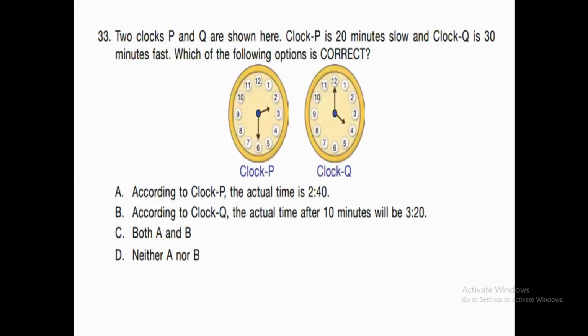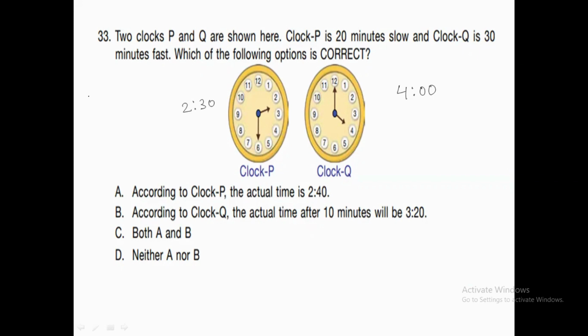Now let's move to question number 33. Now here what you can see, two clocks are there, clock P and clock Q. Clock P is 20 minutes slow and clock Q is 30 minutes fast. So which of the following options is correct? Okay, this clock is 20 minutes slow, representing 2:30 this time. Okay, and this clock is 30 minutes fast. So this is representing 4 o'clock.